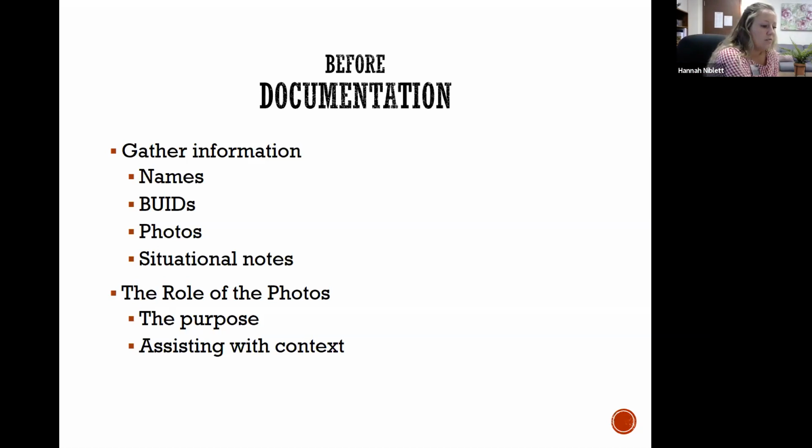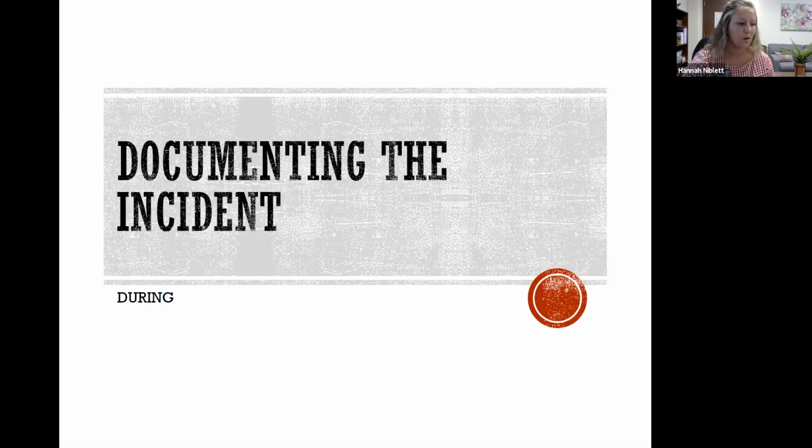So the role of the photos, again, is just to make sure that we have all the information we possibly can. It illustrates where things were found, illustrates the volume. A picture really does say 1,000 words in this scenario, so that the RDs are able to look at these, and it definitely assists with the context of the situation. Okay, so now you're prepared.